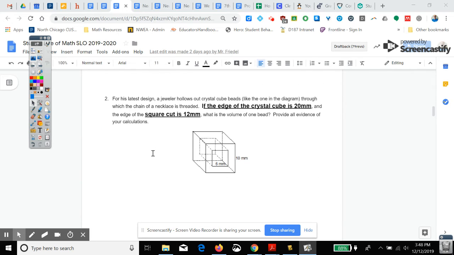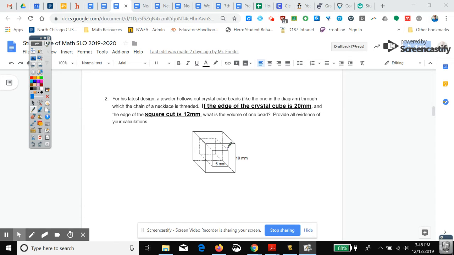Problem number 2 is volume. For his latest design, a jeweler hollows out the crystal cube beads like the one in the diagram through which the chain of a necklace is threaded. The edge of the crystal is 20 millimeters and the edge of the square cut is 12 millimeters. What is the volume of the bead? Provide all evidence. So we need to find the volume, which is a cube minus this rectangle inside. So I need to find the volume of the cube on the outside and the volume of the rectangle on the inside, and subtract them.